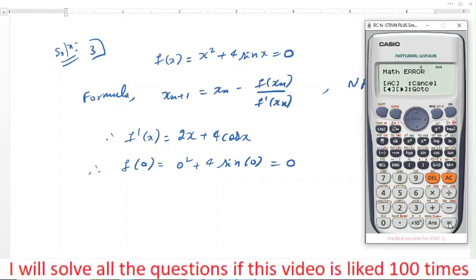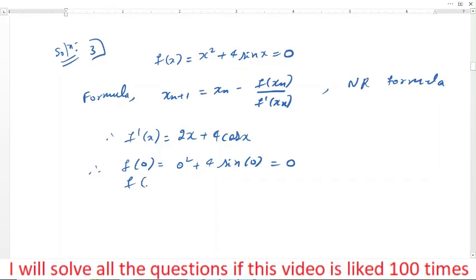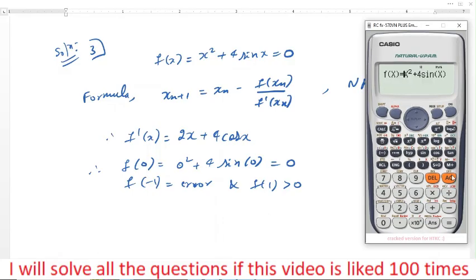So we want to find the smallest positive root. We'll repeat this once again. Just go to the table, type the equation here, and press equal, start with 0, end with minus 1, step size 0.1. There's an error. So it is clear that f of minus 1 gives an error, and f of 1 is also a positive value. You can see in this example, we start with 0, end with 1, step size 0.1, and all the terms here are positive.